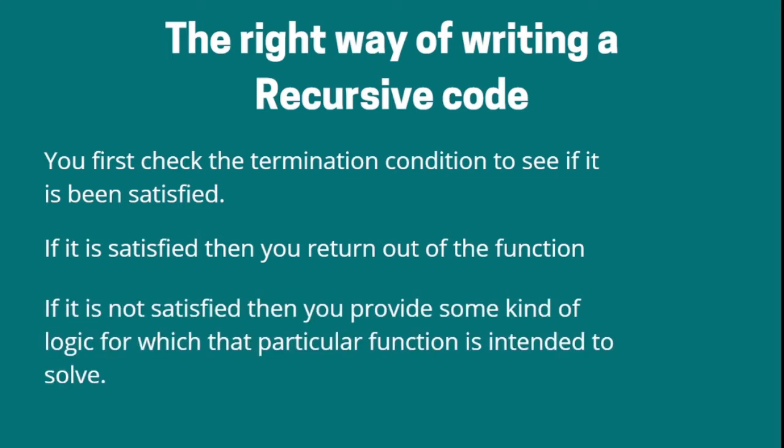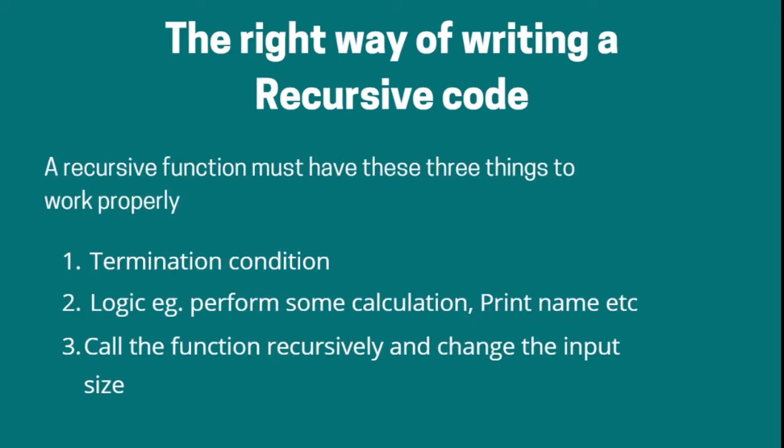If it's not satisfied, then you provide some kind of logic. That means, what do you want to do if this termination condition is not satisfied? You say, keep on solving this until you get to the termination condition, at which point you should be finished with the logic part. Then the third thing is you call the function recursively and change the input size. So these are the three things you have to take into consideration when writing a recursive function.